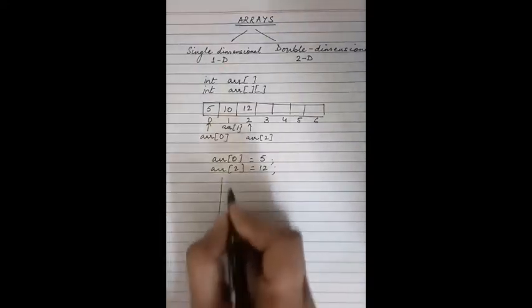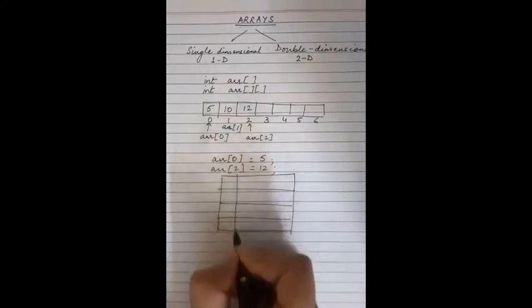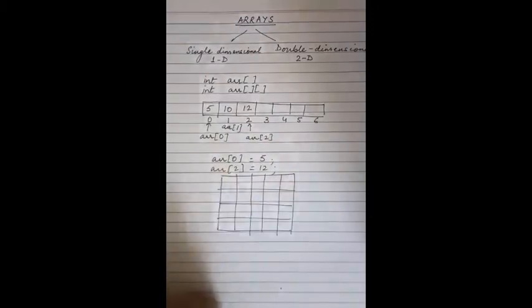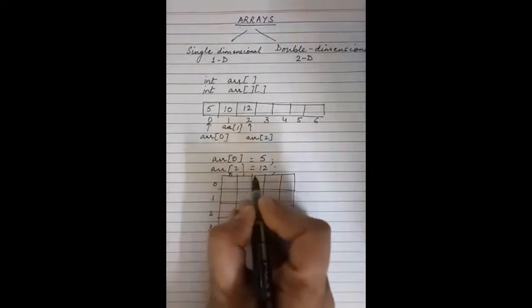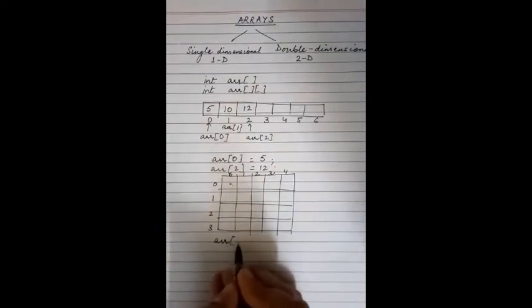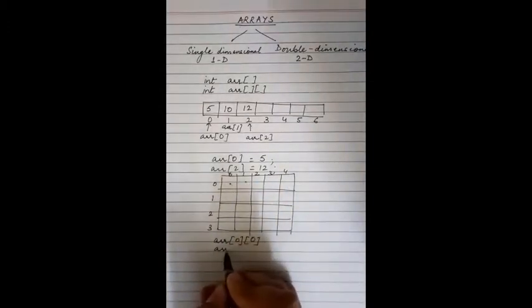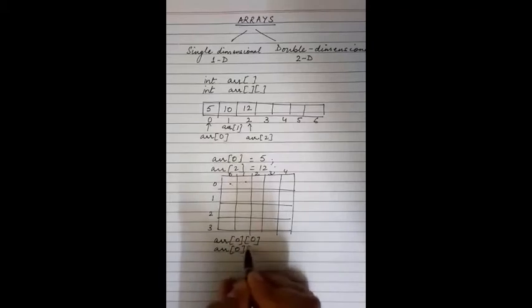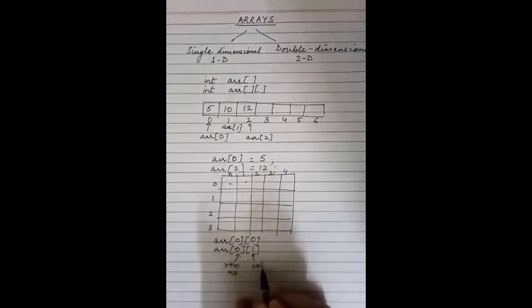Now what is a double dimensional array? It is in the form of a matrix, a row and column format, like this. This is row number 0, row number 1, row number 2, row number 3. This is column number 0, 1, 2, 3, 4. If I have to refer to an element, I will write the name of the array, the row number and the column number. If I have to refer to this element, it will be ARR, row number 0 and column number 1. First is the row number, the second is the column number. This is how an element in a two-dimensional array is referred to.